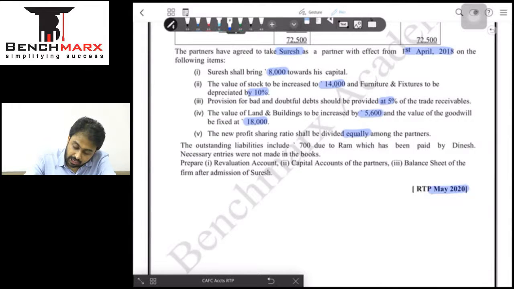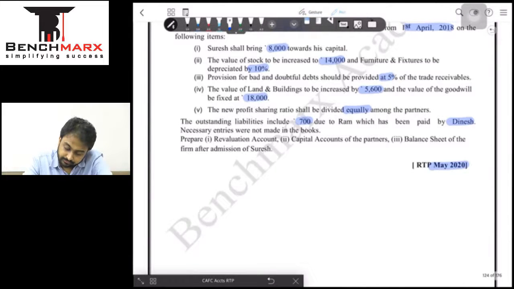Outstanding liabilities are 700, which has been paid by Dinesh. So it's a question of a liability which has been paid by one of the partners. We'll have to adjust this in the partner's capital. ठीक है? Then the entries were not made in the book. So ये जो entry है, this entry is not made in the book, so we will have to make this entry. ठीक है? Prepare the reval account, partner's cap account, balance sheet after admission of Suresh.